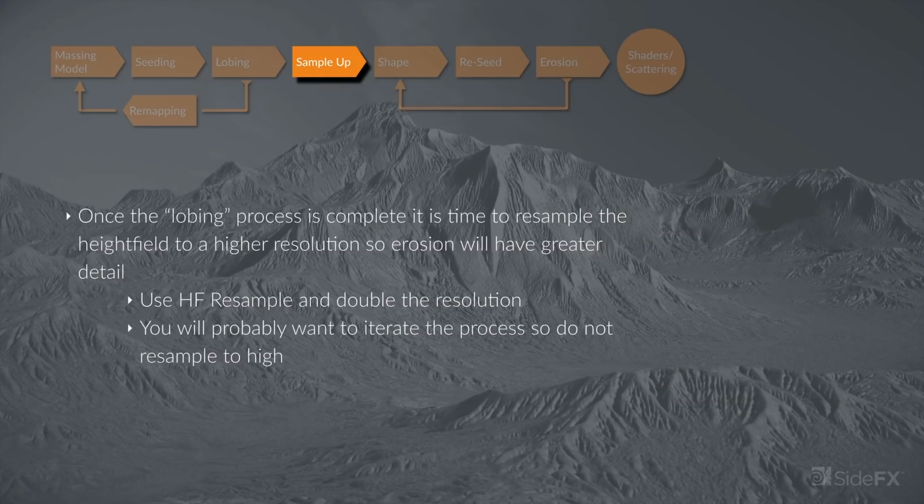Okay, so once the lobing process is done, it's time to sample up. As you can see on this map here, workflow, we sample up to a higher resolution so we get more detail, and we shape as needed. We might want to add some stuff. We do a reseeding, just like here, and we'll go through another erosion process with different settings in the lobing, and we might do this 2 times at different resolutions to get as much detail as you need. And then finally off to the shading. So let's look at an example of that.